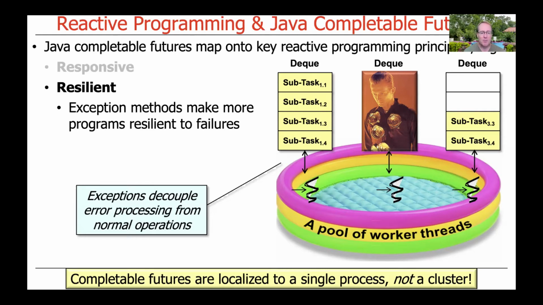Note, by the way, that completable futures are always localized to a single process, not to a cluster of computers, much the same as with Java parallel streams. Java parallel streams are designed to run within a process, taking advantage of the various cores in that process. And the same thing is also true of completable futures. They're designed to run in a process, not across a cluster. If you want to use cluster techniques with Java, you would want to take a look at something like Hadoop or Spark, which gives you better control over cluster computing.